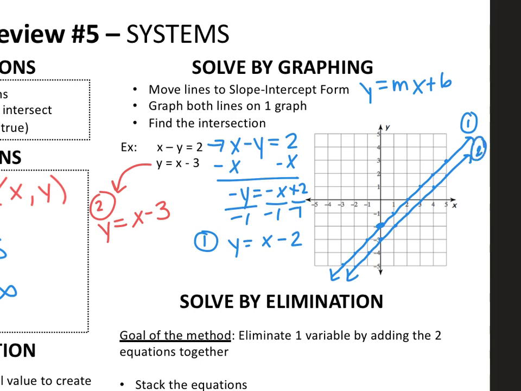So if they're parallel lines, that means by definition they're never going to cross. So the intersection or the solution for this system is that there's no solution, NS, because they're never actually going to cross.